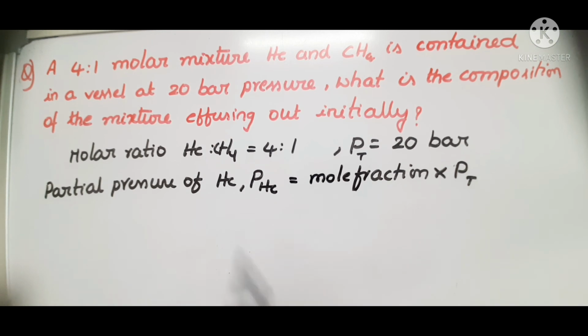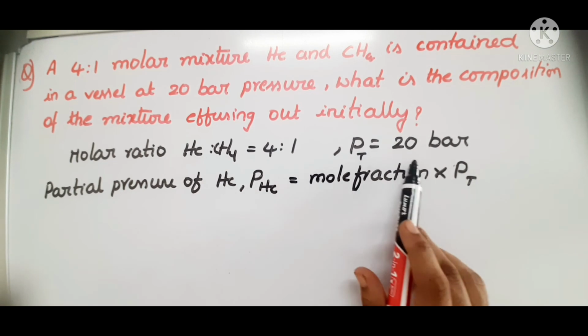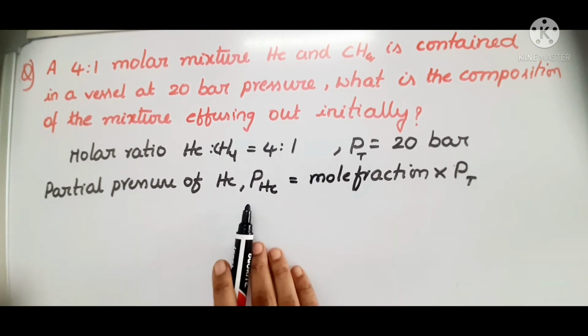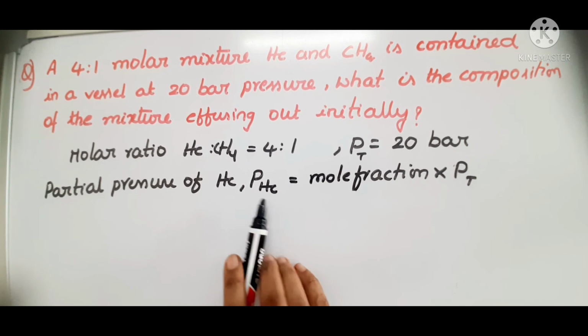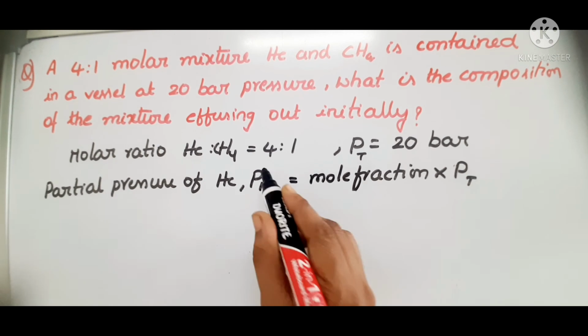So what is the pressure for the mixture? The total pressure is PT, indicated by 20 bar. But according to Dalton's law, we know that partial pressure of any gas equal to mole fraction into total pressure of that gas. So in that way, when you calculate partial pressure of helium, mole fraction into total pressure. What is the mole fraction of helium here? 4.